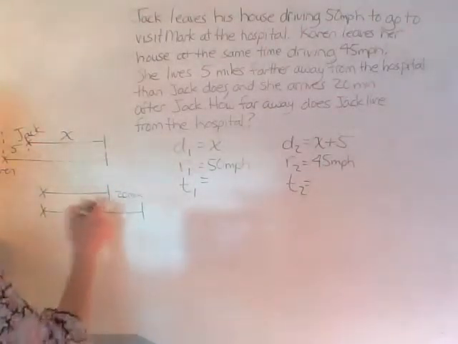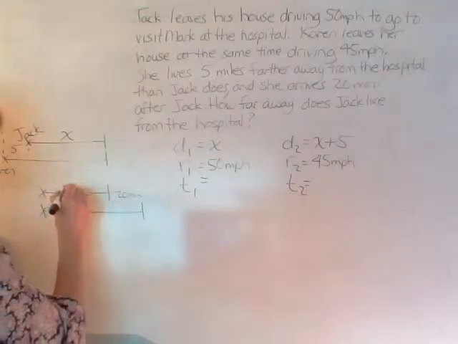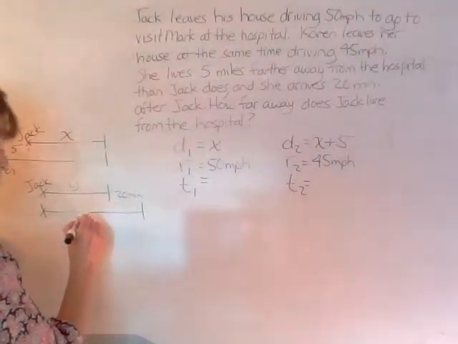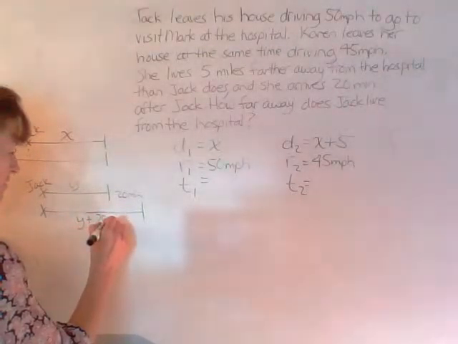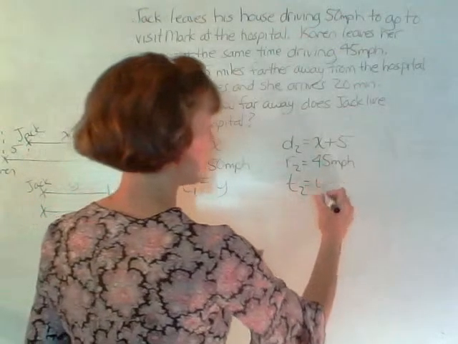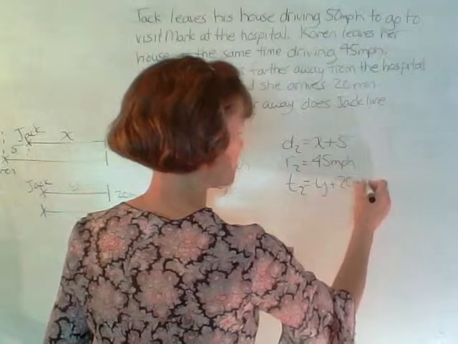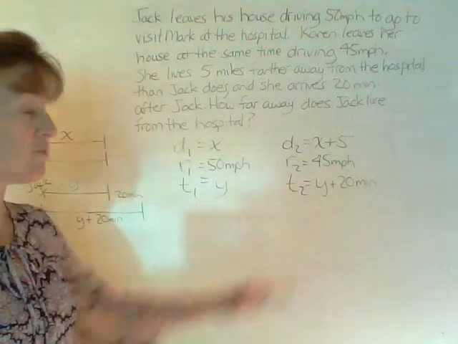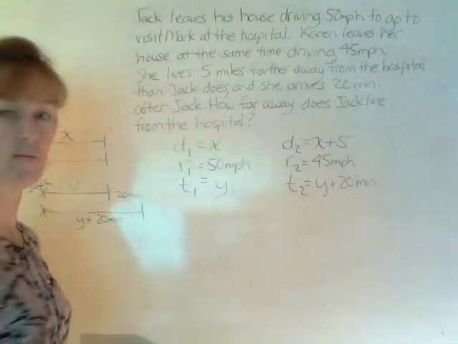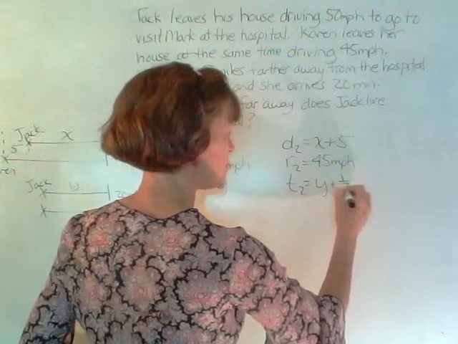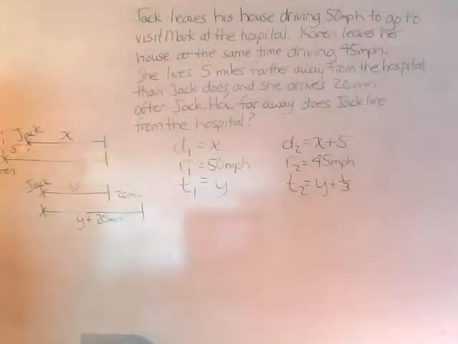That means that if I let Jack's time be y, then Karen's time is going to be y plus 20 minutes. Now, here again, we want the units to agree. And since we have miles per hour for our rates, we want our time in hours. So 20 minutes is 1/3 of an hour. So we're going to have to put y plus 1/3 right here. Okay, that's my problem setup.